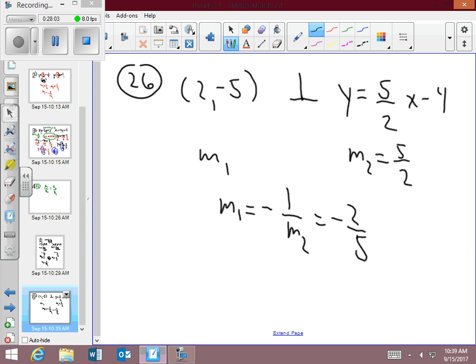Yes or no? Okay, yes. And we're going to utilize what equation? Point slope? Or are we going to use slope intercept? Okay. The point slope. Does everyone agree?